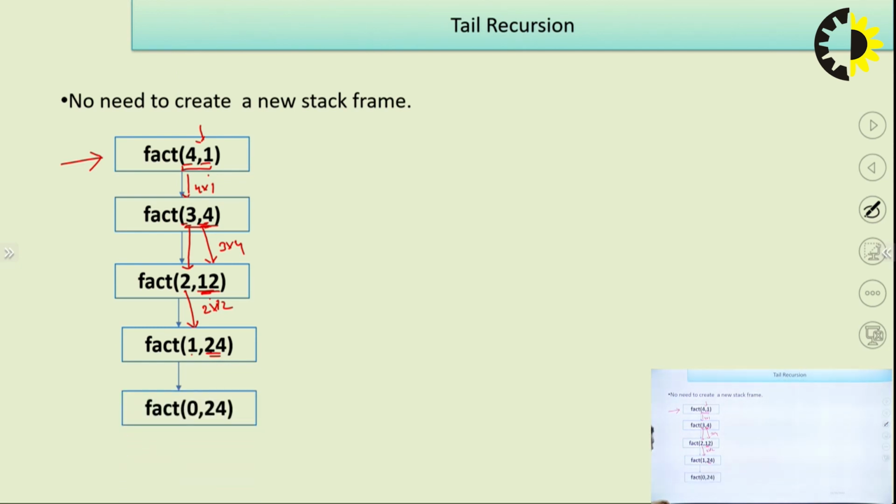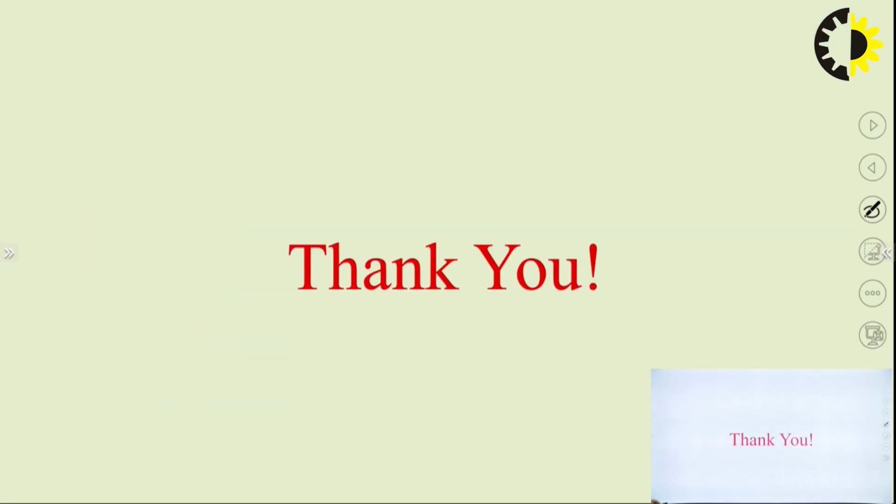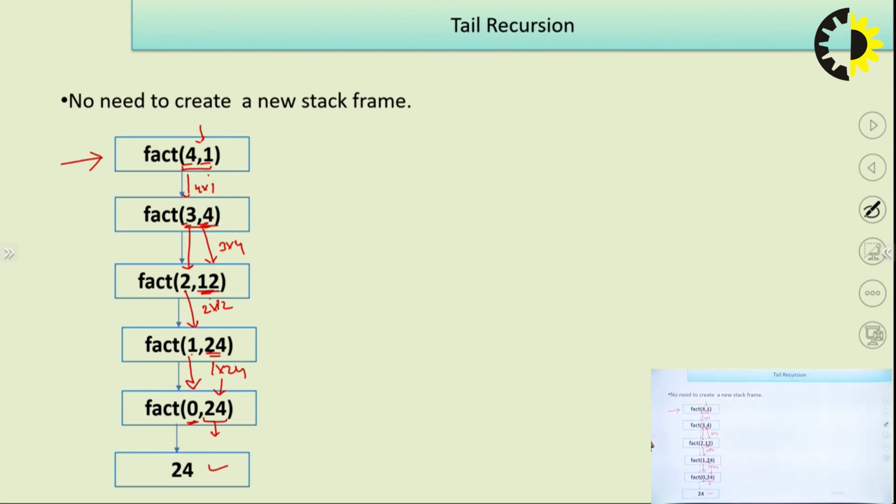In the next recursive call we decrease n to 0, and 1 into 24 is 24. Now we are at the base case. At the base case, what do we return? We return the value of r. Now r is 24 and we get the final output, 24, at the base case point. Here the base case is when n equals 0, then return r, which is 24.